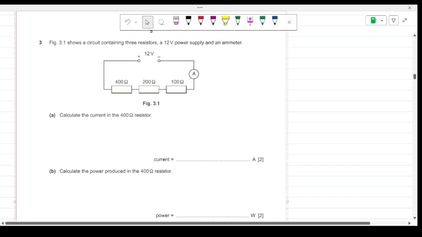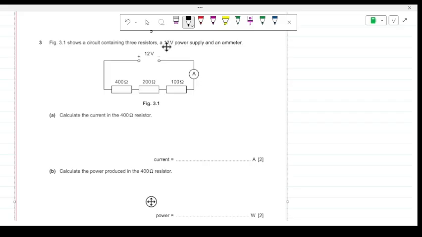Question number 3 says, figure 3.1 shows a circuit containing 3 resistors, a 12 volt power supply and an ammeter. Calculate the current in the 400 ohm resistor. So we know that this circuit contains 3 resistors connected in series with an ammeter and a DC supply. So we have to calculate the current through the resistors. As the resistors are connected in series, the current flowing through the circuit will remain the same.